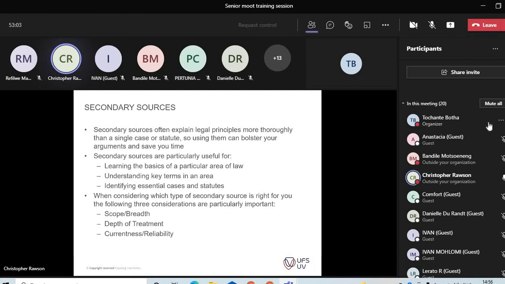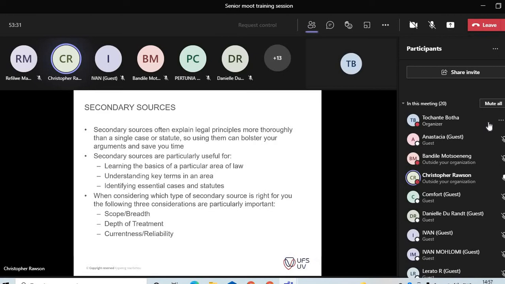So when you are using secondary sources, one of the issues that comes up is there are many of them, and you need to ensure that you are using credible secondary sources. One of the ways you do this is you always keep 3 considerations in your head. The scope and the breadth of the commentary or the secondary source, the depth of treatment of the specific issue, so how in depth do they discuss the specific issue, and whether it's current or in any regard reliable, right?